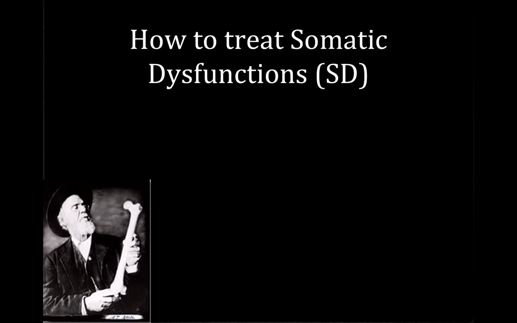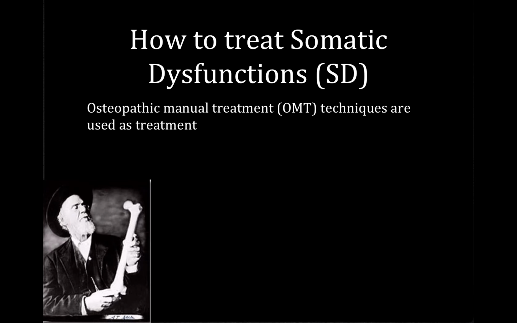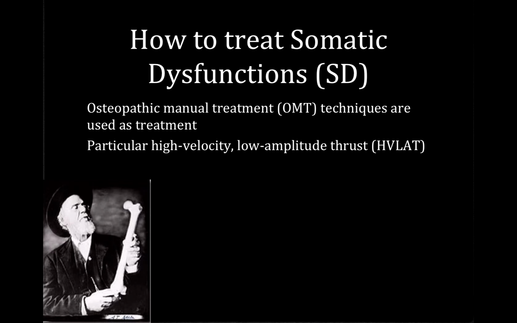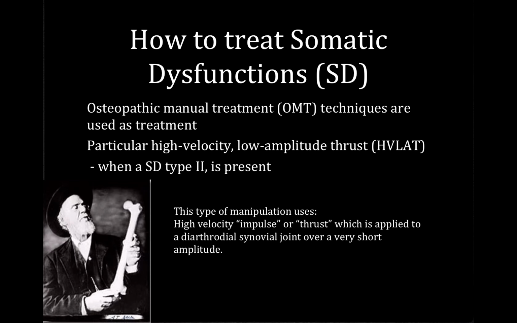But how to treat a somatic dysfunction? Osteopathic manual treatment is used as treatment. Especially high velocity, low amplitude thrust is used when a somatic dysfunction of type 2 is present. This type of manipulation uses a high velocity thrust over a very short amplitude. It is usually associated with an audible crack.